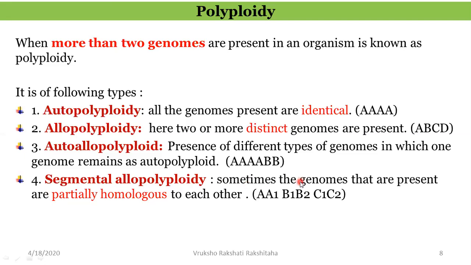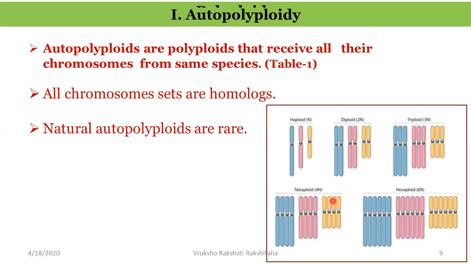The fourth type is segmental allopolyploidy. Sometimes what happens is the genomes that are present are partially homologous to each other. For example, the A1 genome is partially homologous with the A genome. That is why A1, similarly B1, B2, C1, C2.